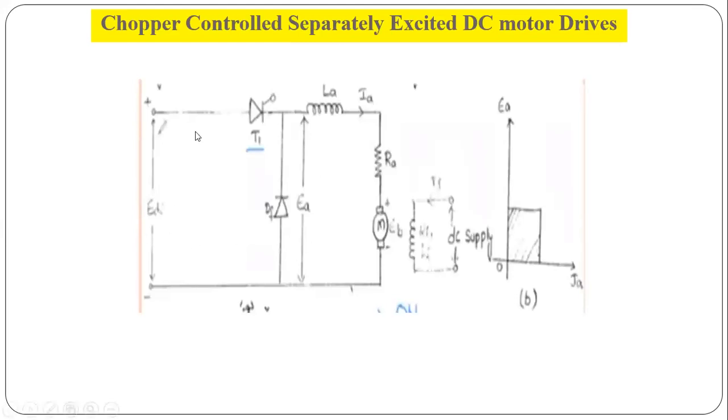In that circuit diagram you can see here, this is the thyristor T1, this is the inductance LA, this is the freewheeling diode, and this is the armature with field winding connected. In that you can see here, this is the quadrant EA to IA. It will operate in the first quadrant.